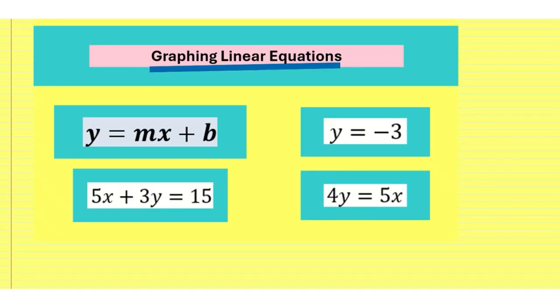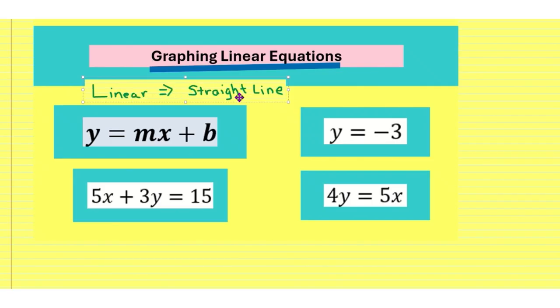There are a couple of things that are helpful to remember about linear equations. First of all, a linear equation graphs like a straight line. And also, there's another piece of information. Linear equations are first degree equations. So what does it mean for a linear equation to be first degree?